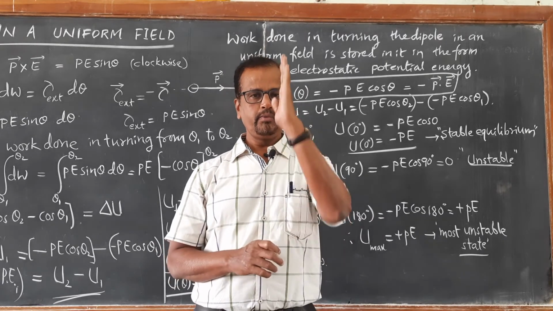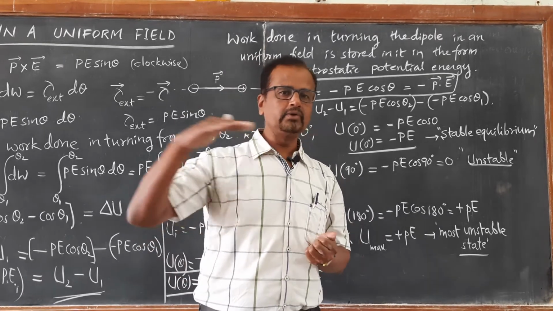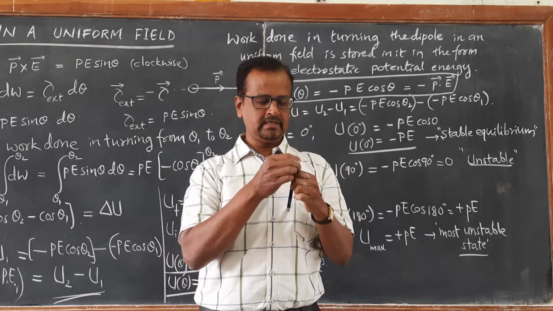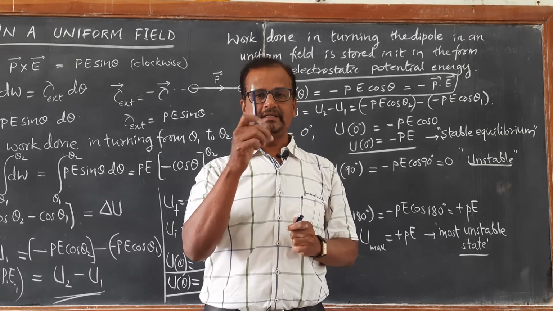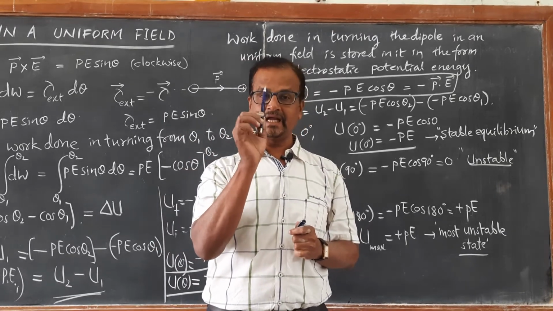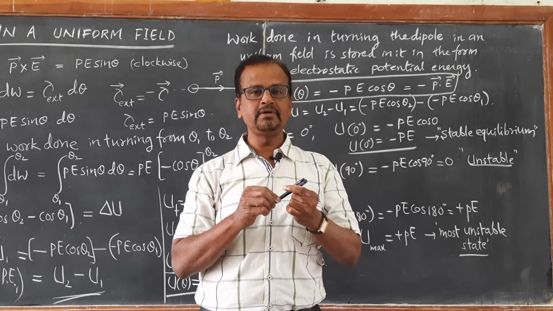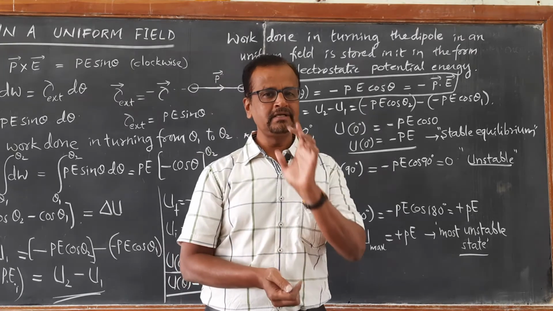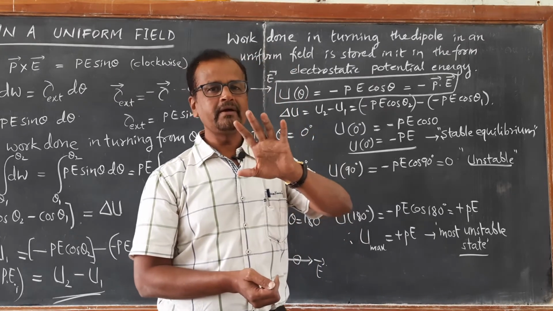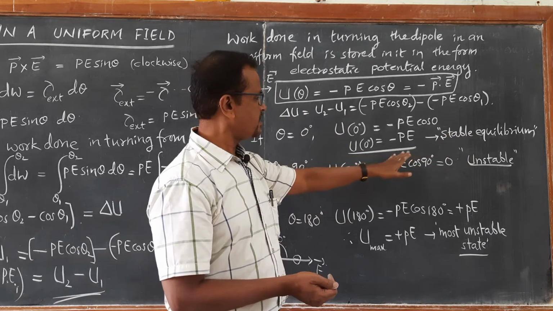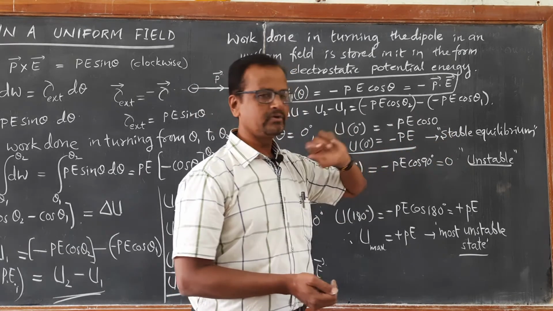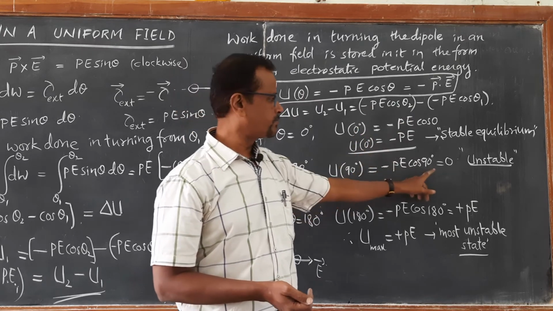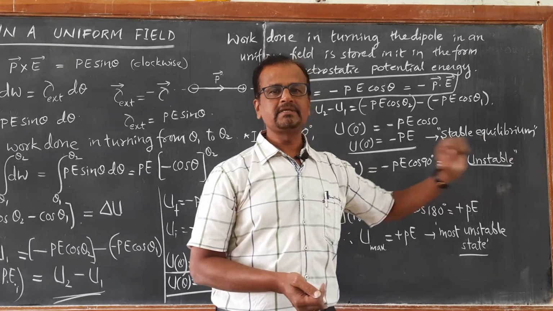So, this is how we discuss the potential energy of a dipole placed in an external electric field. When the dipole is perpendicular to the external electric field, this is the external electric field and the dipole is perpendicular like this. Suppose the dipole is held like this, then the angle between electric field and dipole is 90 degree. That becomes the position of 0 potential energy, right? 0 potential energy is not minimum potential energy. 0 potential energy is having more potential energy than the stable equilibrium position, by Pe. Therefore, 0 potential energy is an unstable state.